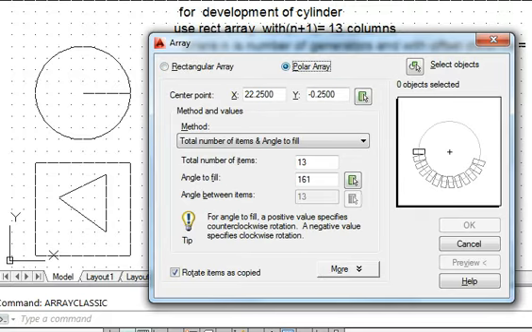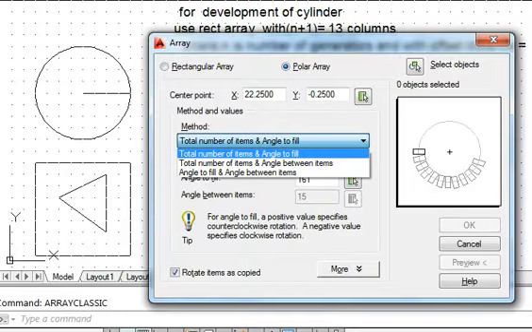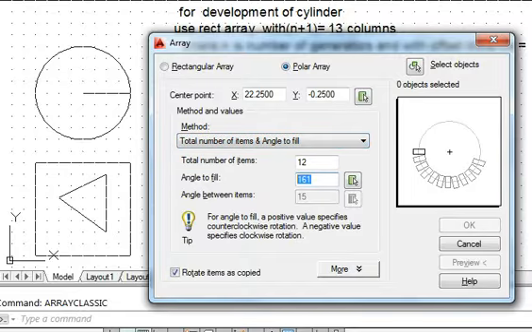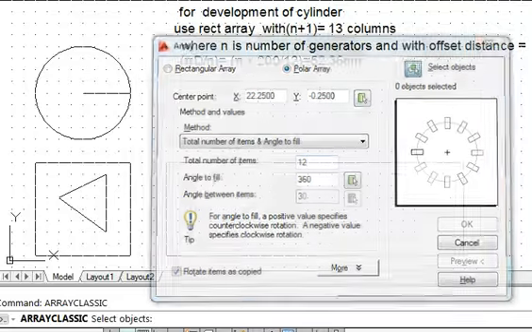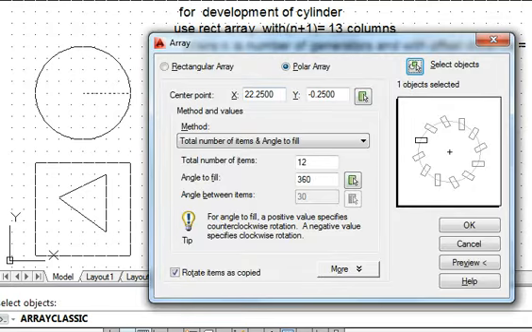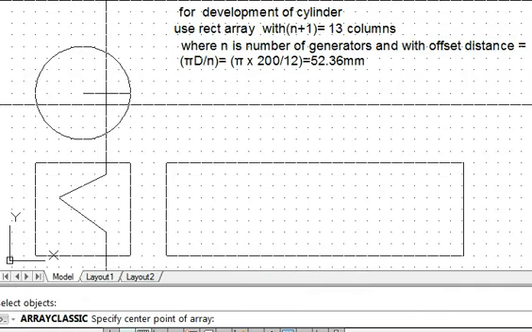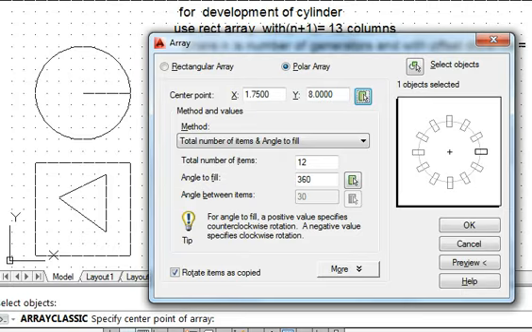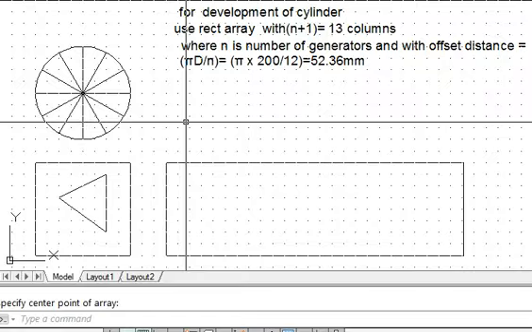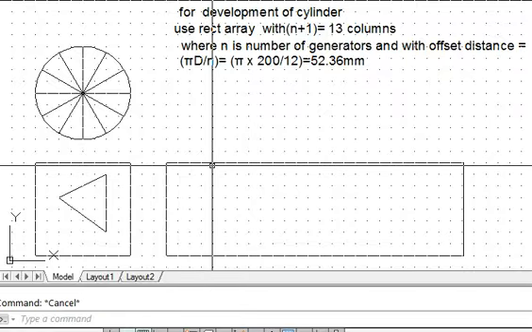So we use the polar array, and let us say we will have 12 as the total number of items, and angle to fill is 360. So we have 12 generators spread like this, 30 degrees apart. The object is this one, to mark the points of the generators, and the center point is the center of the circle like this. So we get the 12 generators like this showing up here.